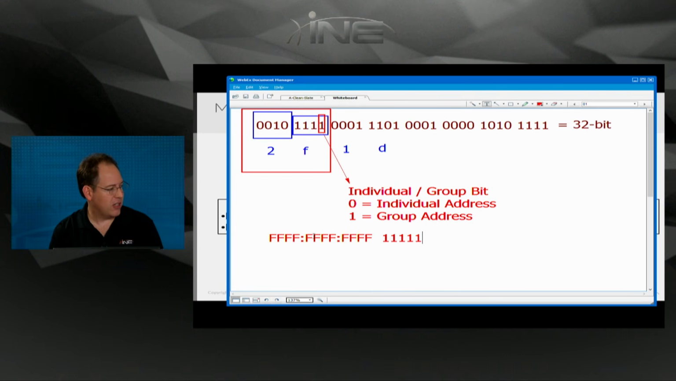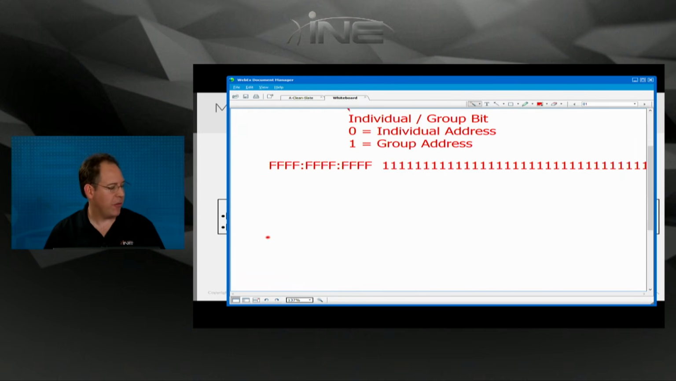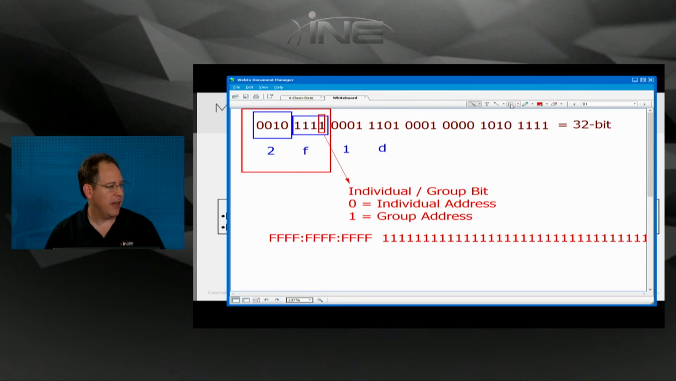Or in binary, it's just 48 bits of all ones. That is the broadcast MAC address. And you can see here that if we convert that into binary, which I did, and look at the first byte, 1, 2, 3, 4, 1, 2, 3, 4, I think I've got all 4 of them there. We can see here that the individual group bit is set to a 1 because that is a group address.